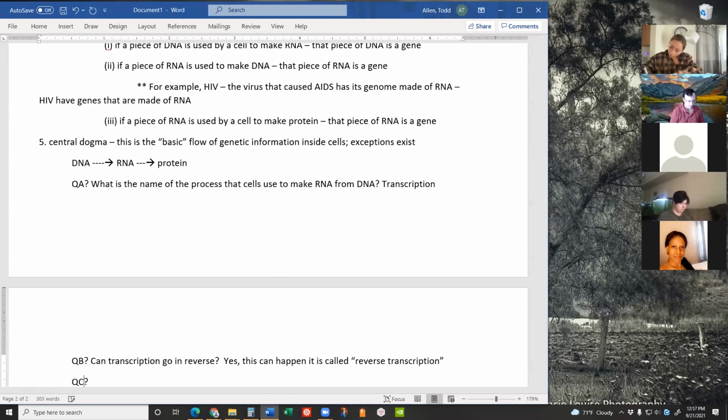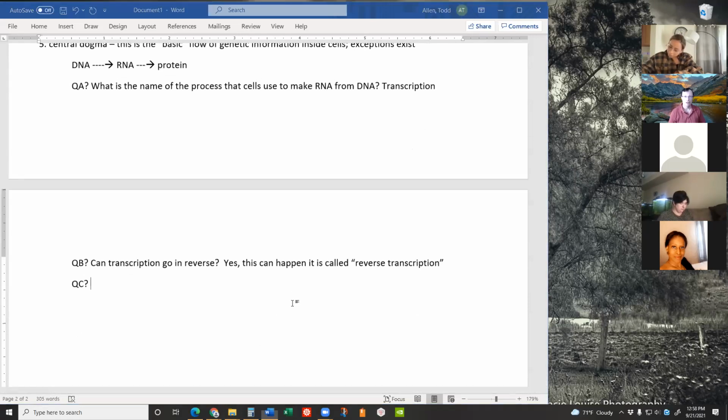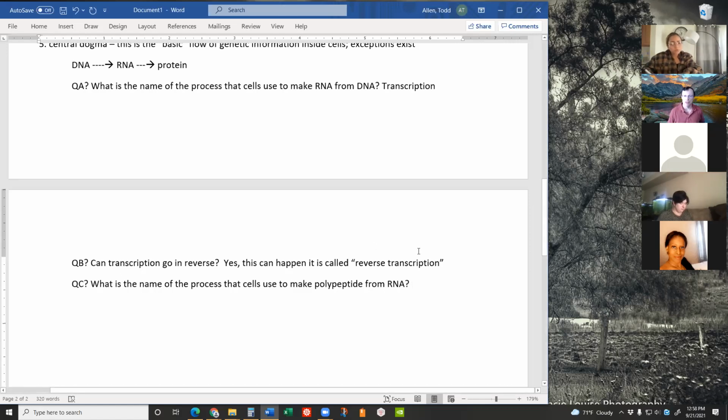Question C. What is the name of the process that cells use to make polypeptide from RNA? What is the name of the process that cells use to make polypeptide from RNA? What's that called?